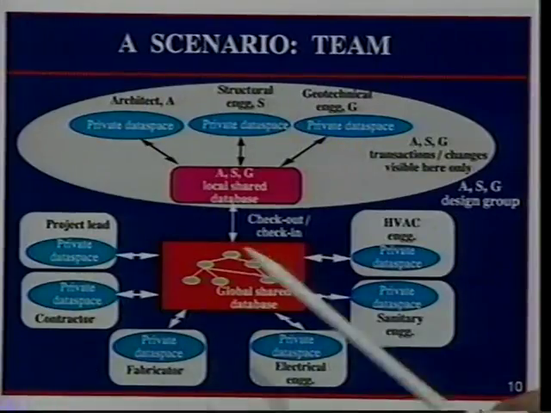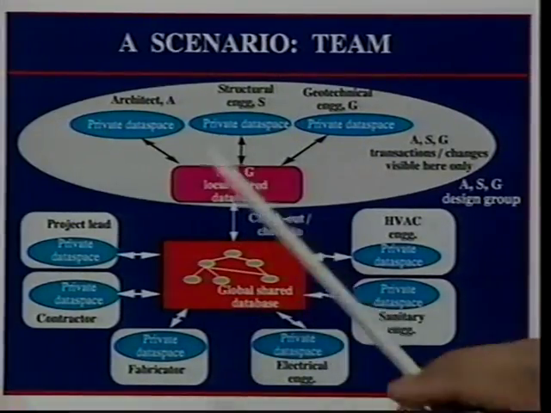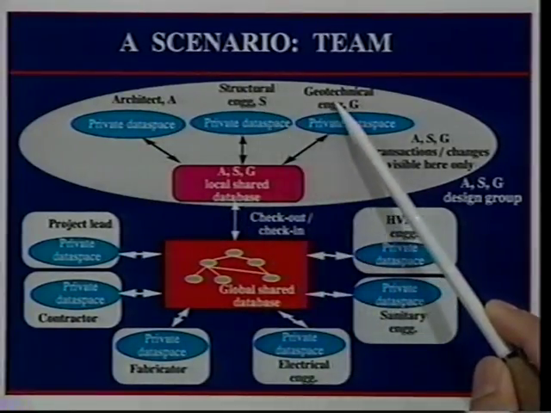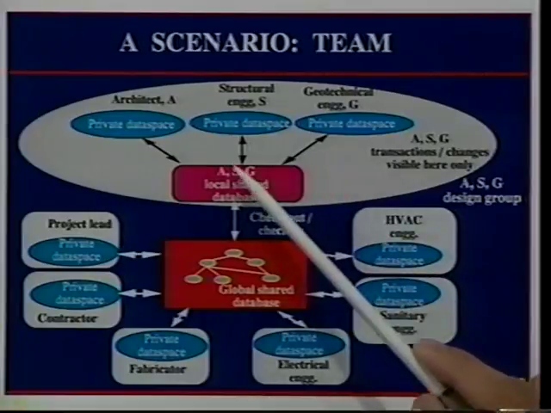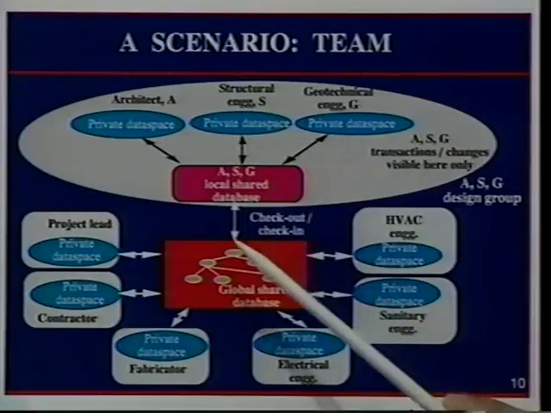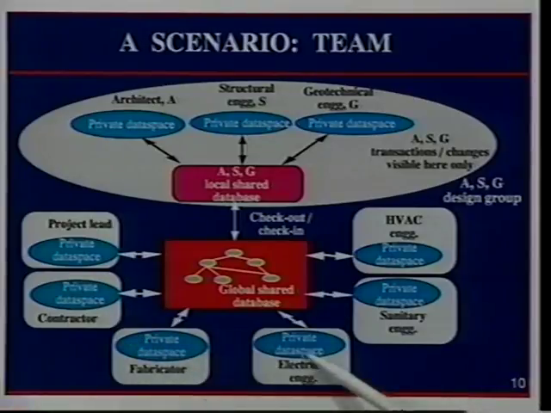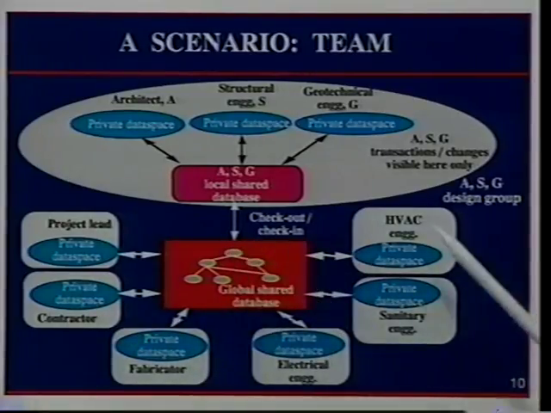So, let us see how this will work. Let us go through a scenario and see how this is done in a typical engineering example, where we have a global shared database, and then we have groups forming here. We have an architect, a structural engineer, a geotechnical engineer, and these three people have their own locally shared database, and once they have agreed on some aspects of the problem, they check in and check out into a globally shared database, and then we have a number of other participants who are accessing this globally shared database, and these participants can have further subgroups in there.